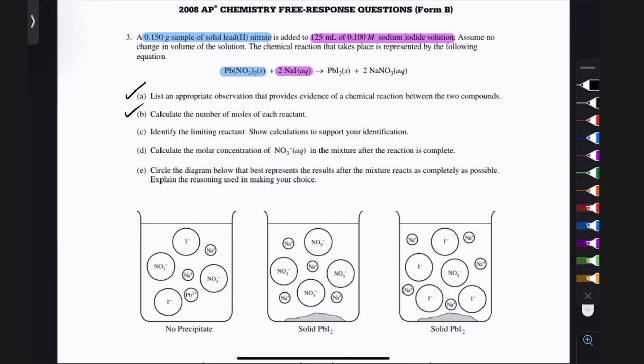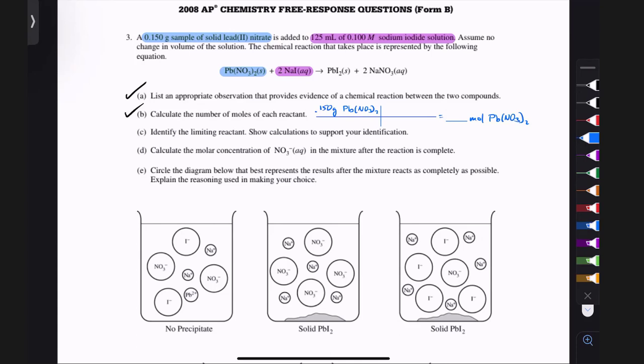Now B, it says calculate the number of moles of each reactant. This is a pretty straightforward process here. You do want to show the appropriate amount of work. So you would start with showing 0.150 grams of lead nitrate, and to convert that into moles of lead nitrate, you would simply need to divide that gram amount by the molar mass of lead nitrate.